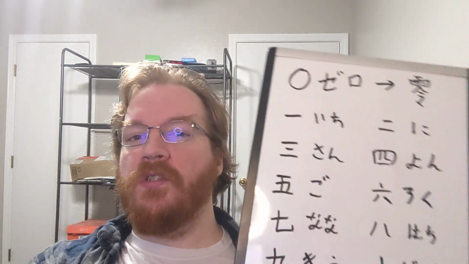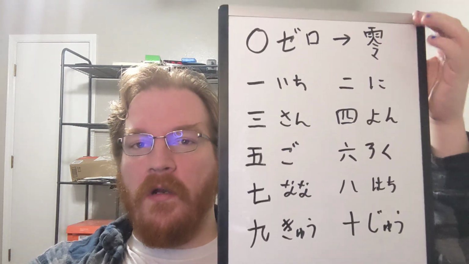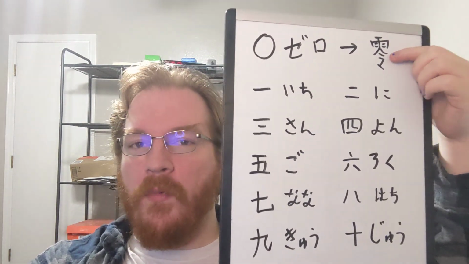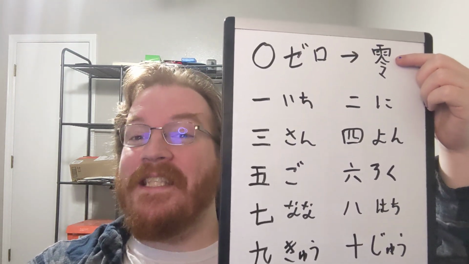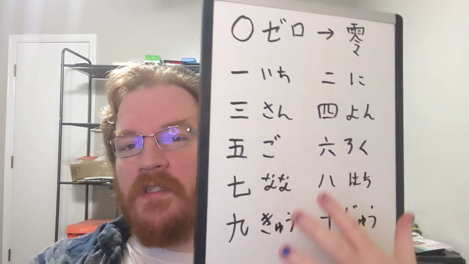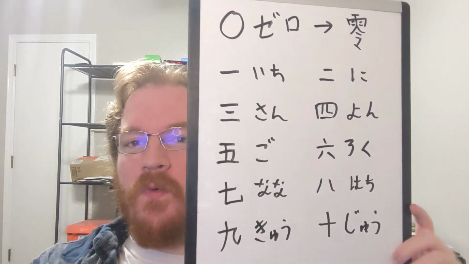Today we're going to talk about numbers, how to count from 1 to 99 in Japanese. So to start, we have all of our primary numbers. We're going to start from 0, which is said as zero. And each of these numbers has a kanji associated with it.